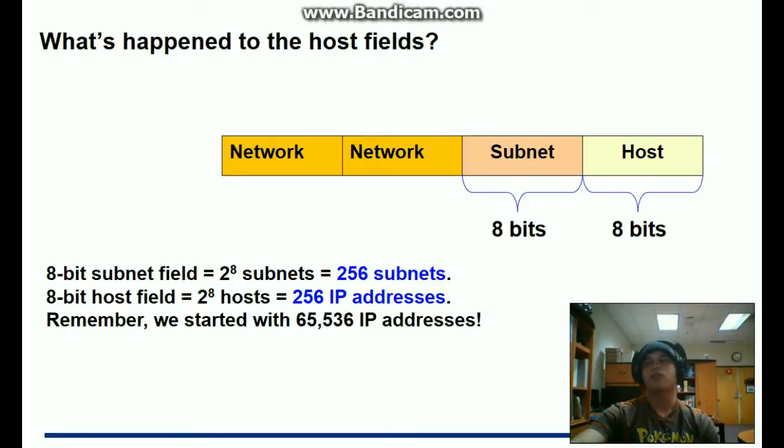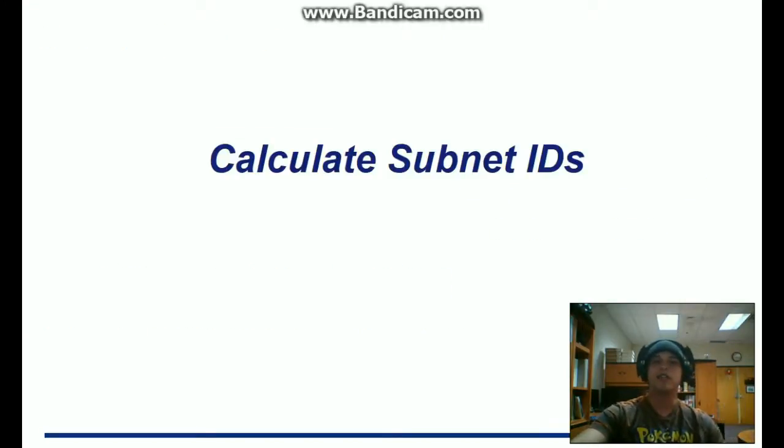So we're getting there. We're learning a lot about IP addresses and subnet masks and Class A and Class B addresses. Now we could finally calculate subnet IDs. All right. So now we're actually going to get into subnetting with equal hosts per subnet.